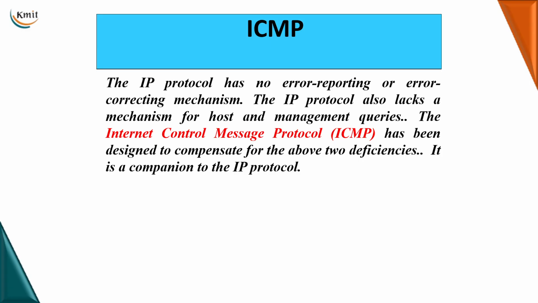The ICMP protocol is a companion protocol to the IP protocol. What was the IP protocol? The Internet protocol is a connectionless, unreliable protocol that does not provide any kind of error reporting or error correcting mechanism. It also lacks facilities for host and management queries. So to compensate for these deficiencies, we make use of the ICMP protocol, which is Internet Control Message Protocol, a companion to the IP protocol.